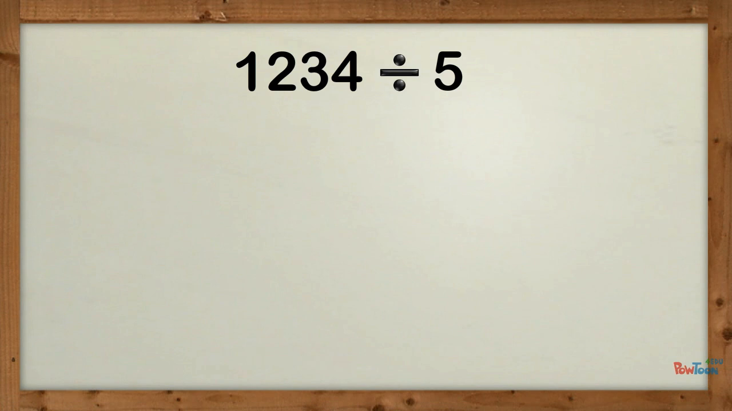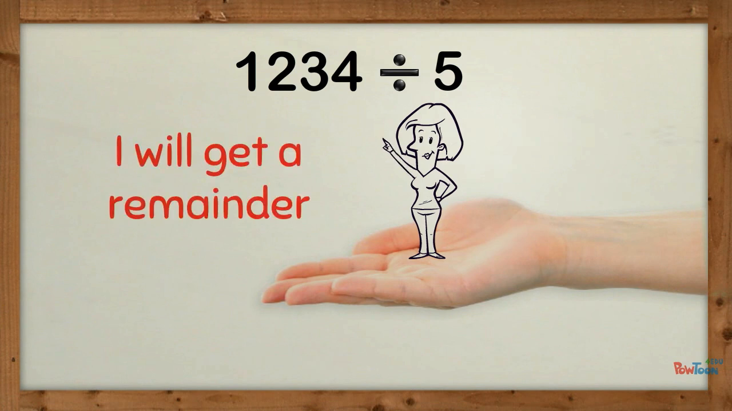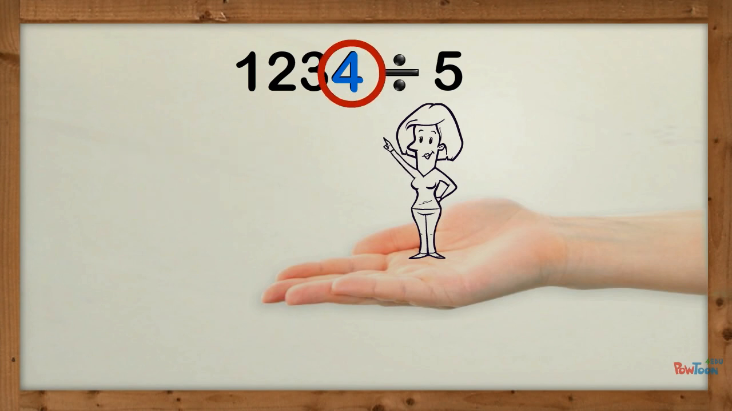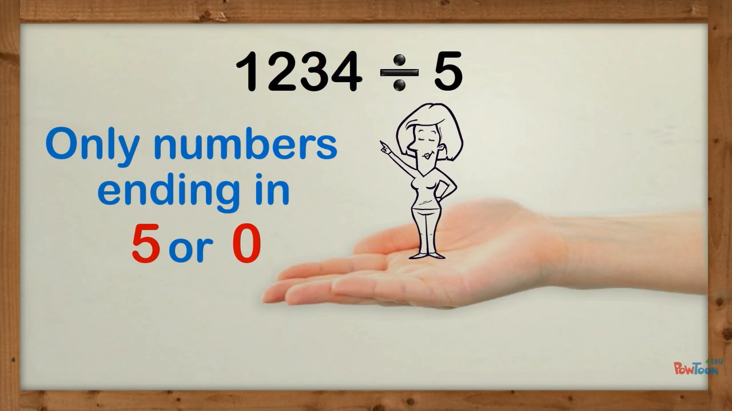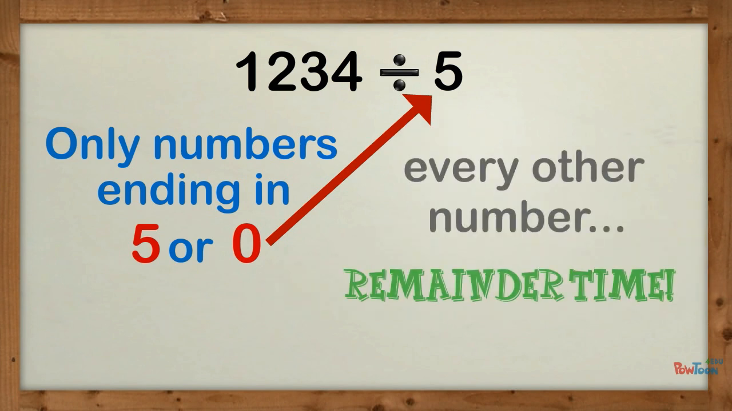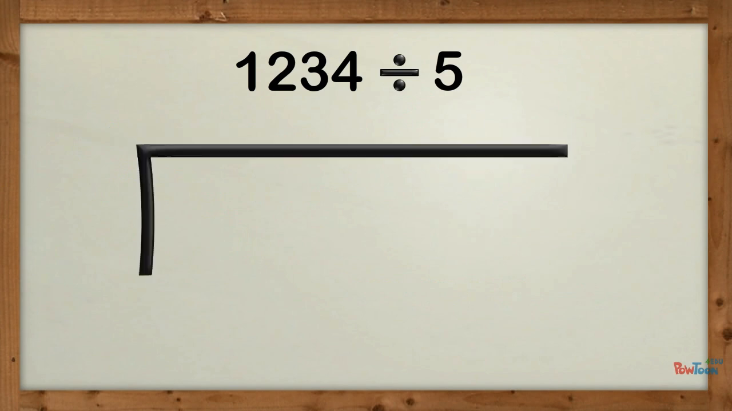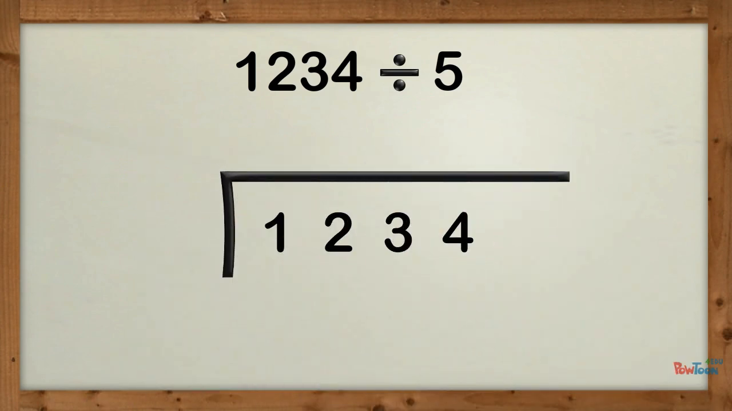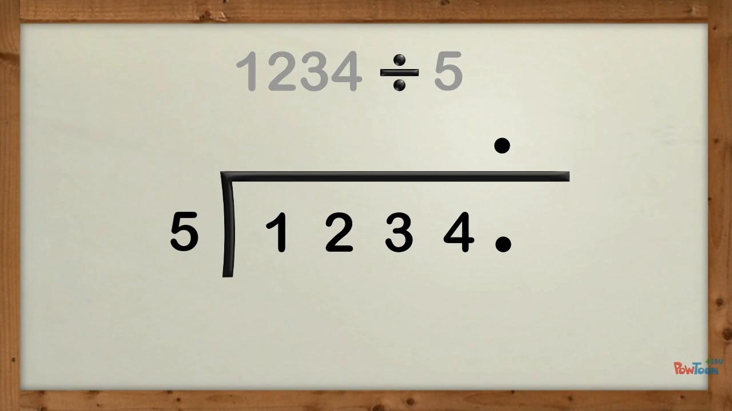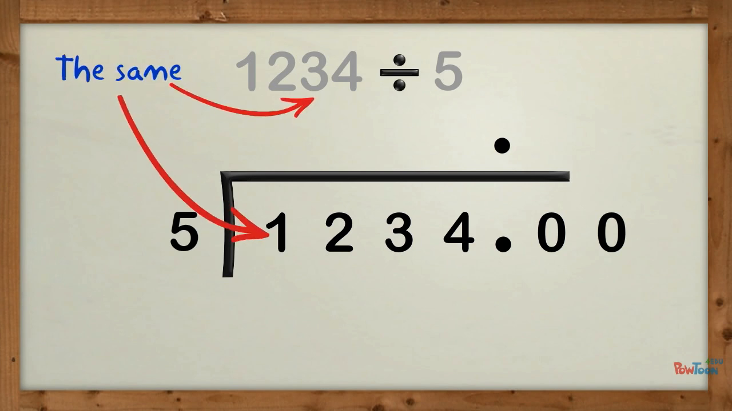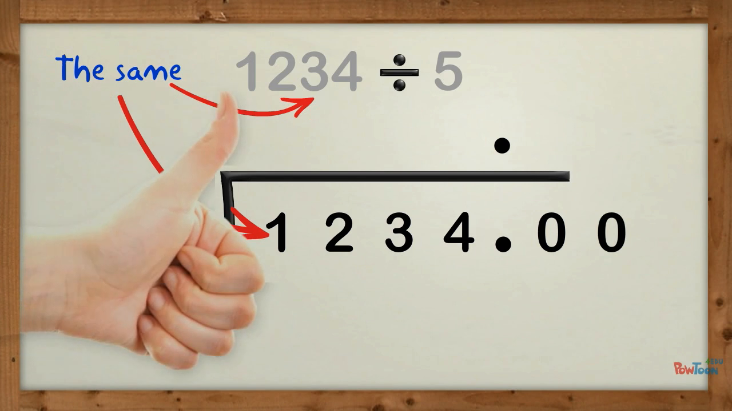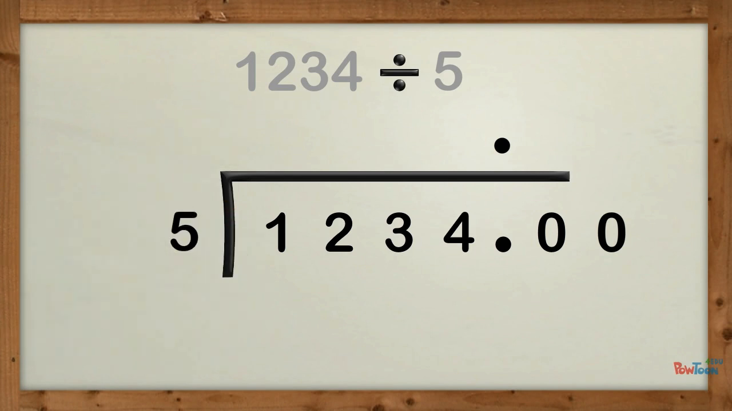Let's take the problem 1,234 divided by 5. I can see right away that I'm going to get a remainder because the last digit of the dividend is a 4. Only numbers ending in 5 or 0 are evenly divisible by 5. Everything else, remainder time. Since I know there will be a remainder, I get ready for it right as I set out the problem. I put a decimal point here in the dividend and directly above it on the answer line. I put in a couple of zeros as well. And we know that these two numbers mean the same thing. All good? Okay then. Now I am ready for the calculation.